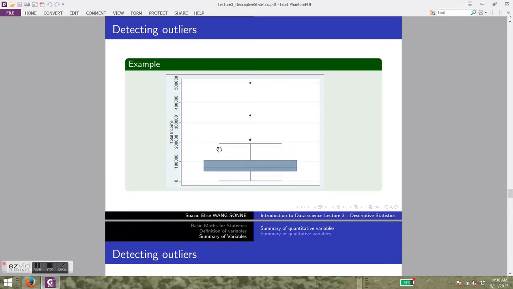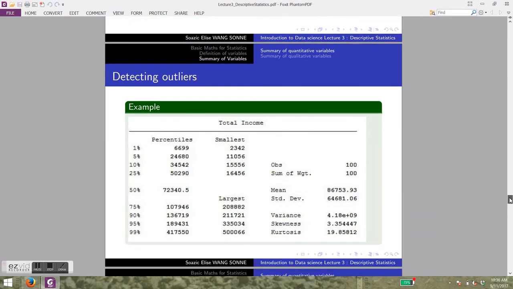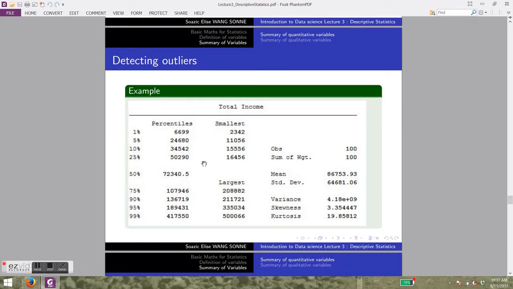So here I did a summarize of the variable income and I used the detail option that you will see tomorrow during the tutorial. Here you can see the different quartiles. You have the first quartile, which is 50,290. You have the median or the second quartile, which is 72,340.5, and you have the third quartile, which is 107,946. You also have the minimum of the data set, which is 2,342, and the maximum, which is 50,066. So you also have the standard deviation.